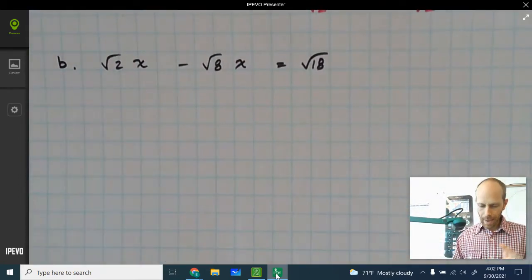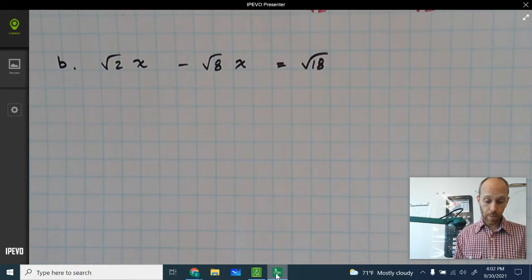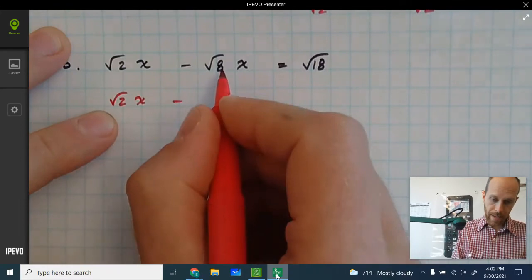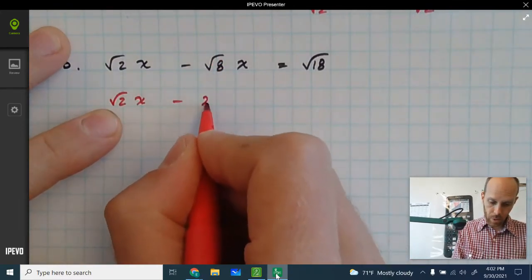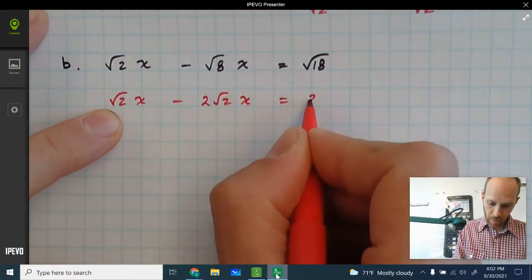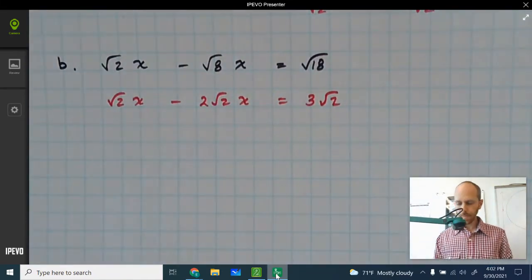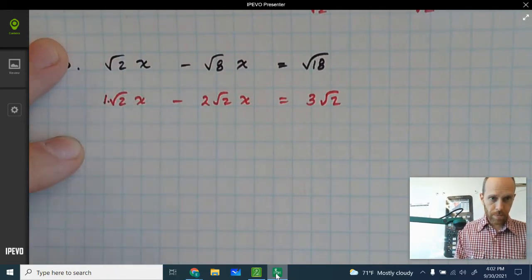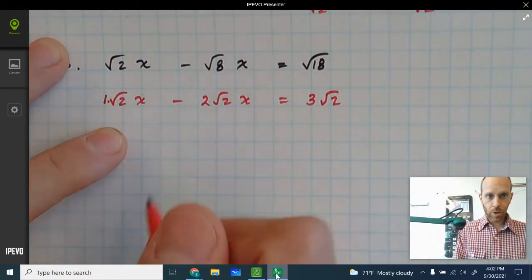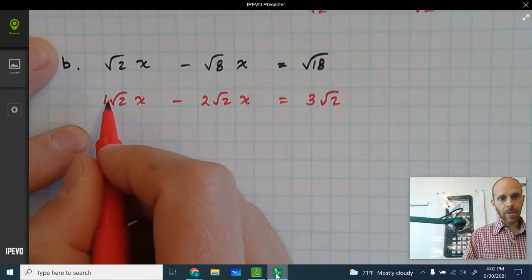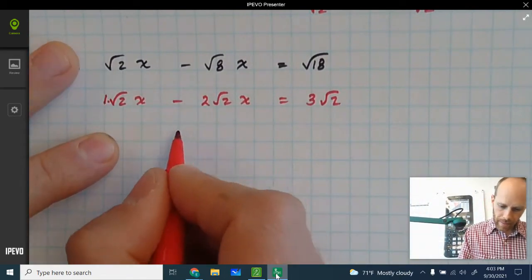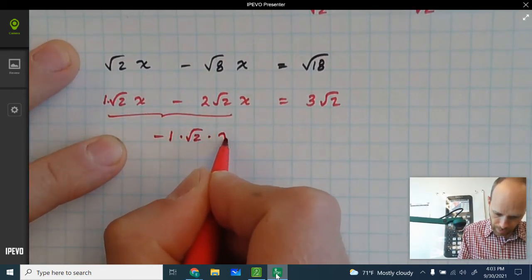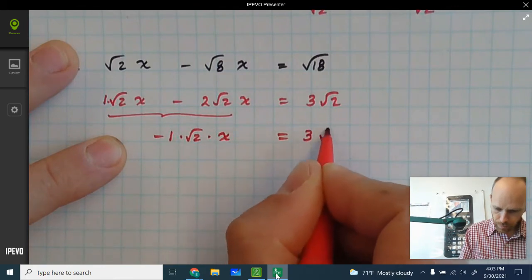On the next one, I'm going to actually make that my first step, and I hope you will from now on too. I'm going to start by saying this is roots of 2x minus this is 2 roots of 2x equals 3 roots of 2. Now, on this side, I have 1 root of 2, x, minus 2 roots of 2. So if I have one of these and I take away 2 of them, that gives us negative 1 roots of 2 times x is equal to 3 roots of 2.